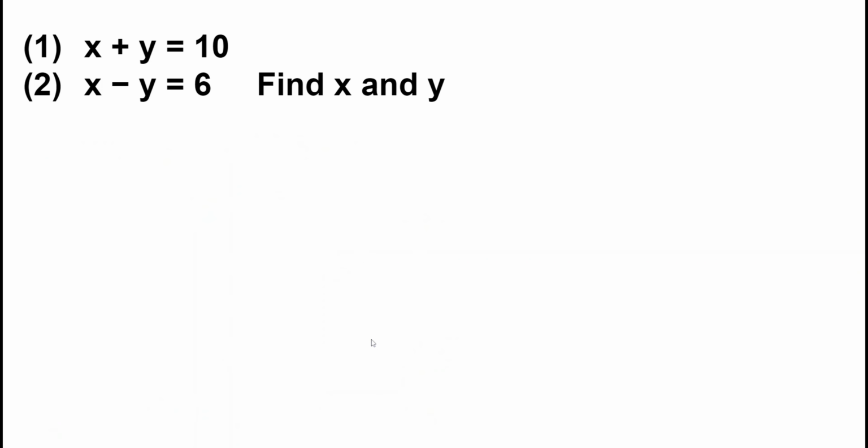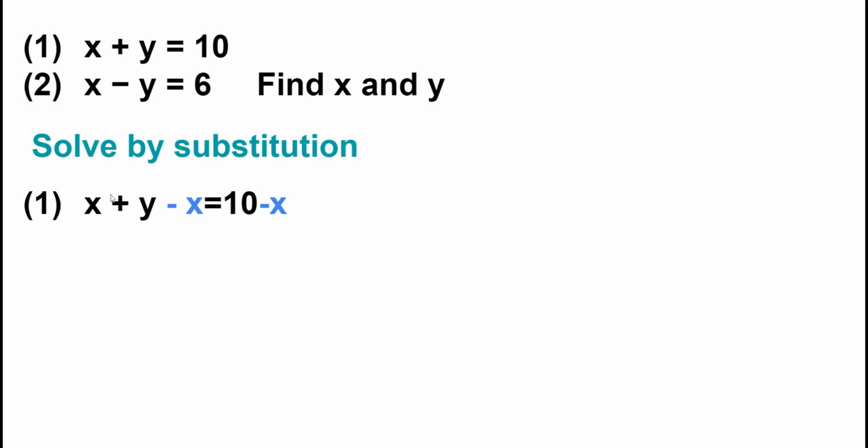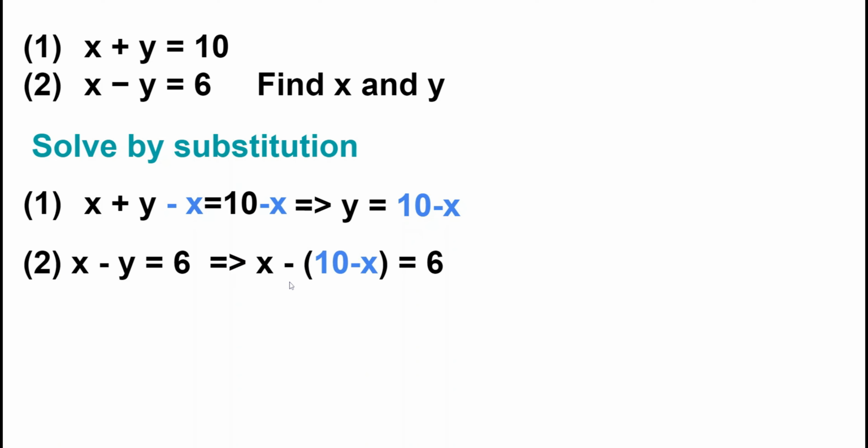x plus y equals 10 and x minus y equals 6. Same thing, we try to find y in the first equation by substitution. So we subtract x on both sides to find y. So y equals 10 minus x. And then we replace it in the second equation. x minus (10 minus x) equals 6. Same thing, x minus 10 plus x equals 6.